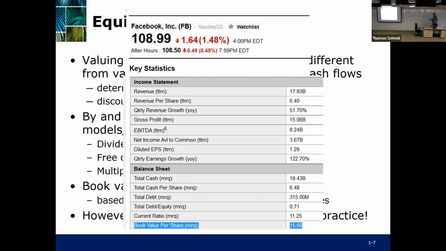Okay, so this is a relatively old screenshot of Facebook, but it doesn't matter because this thing hasn't changed. This is the price of Facebook, $109. This is the book value per share, $15. Okay, so the book value per share is, for many firms, many times smaller than the market value.